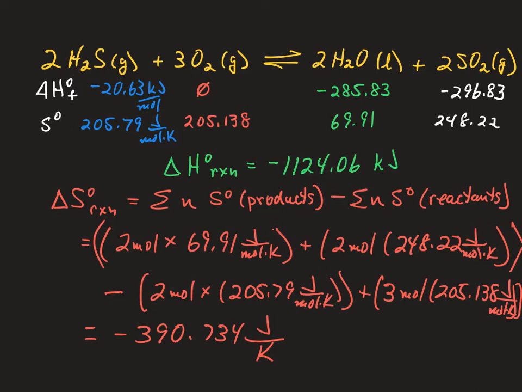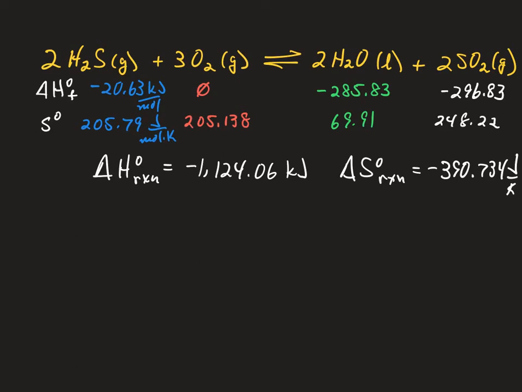Now, if we look at this, we've got our results here. We have a negative delta H, that's favorable. But we also have a negative delta S. That is unfavorable. So our first question is going to be, at standard conditions, which one wins?